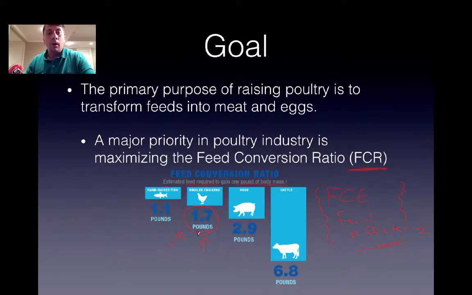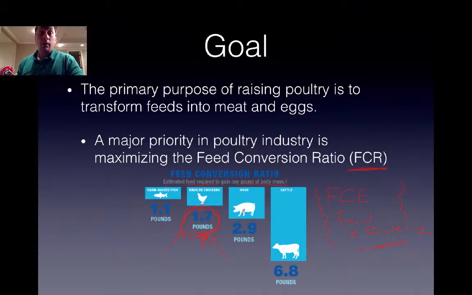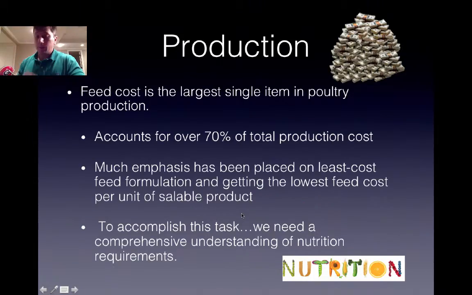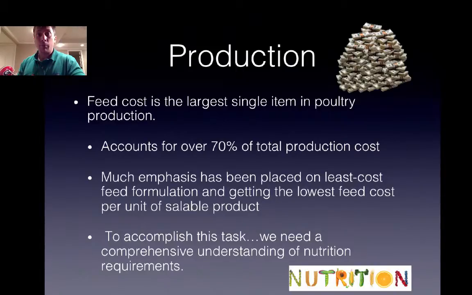And so if you want to feel better about yourself while eating meat, this is the most ecologically and environmentally friendly meat, and that is broiler, because it takes less feed, less input to produce the product. So feed efficiency, very important. Feed conversion ratio, very important.